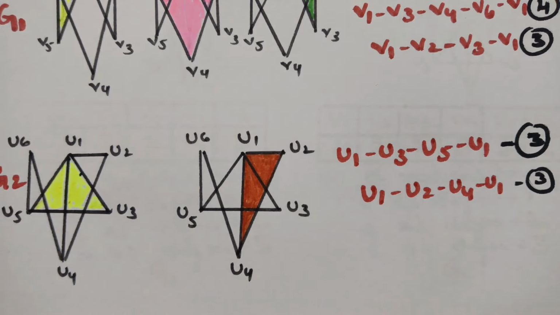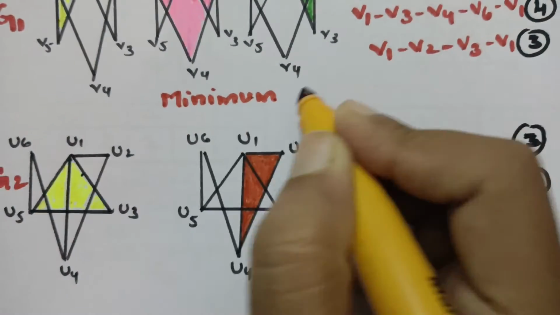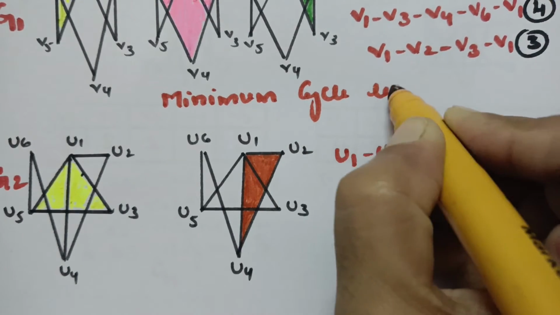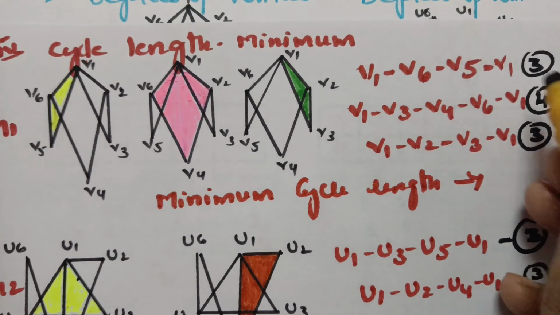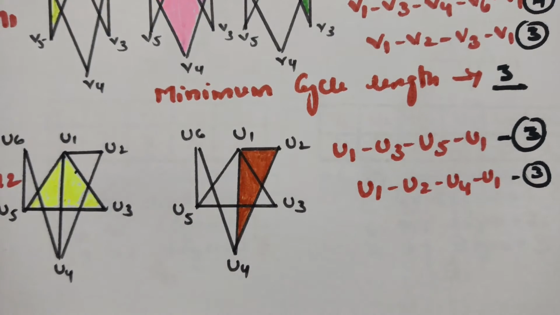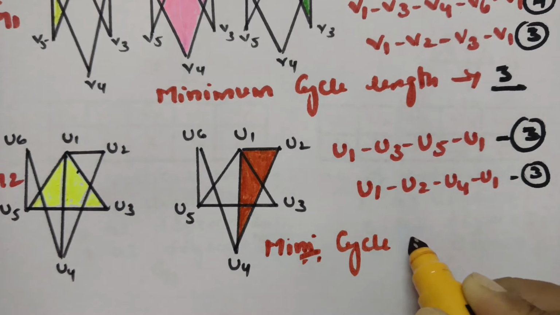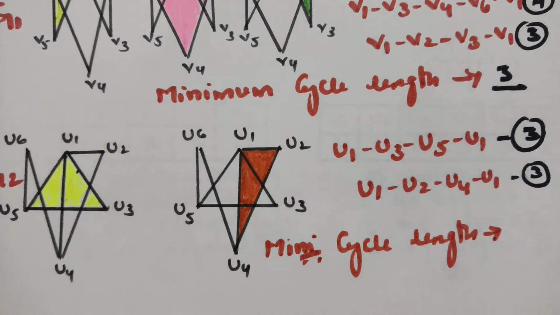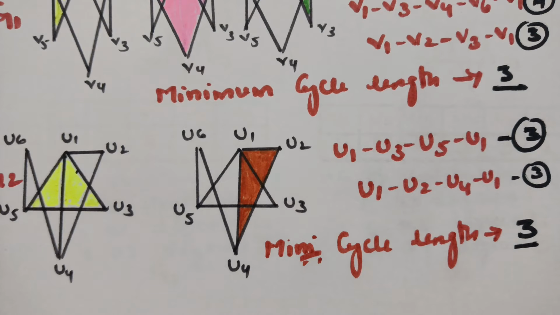Here the minimum cycle length for graph 1 is, see here, out of all these, the minimum cycle length is nothing but 3. And in this figure also, we have to check the minimum cycle length for the next graph, graph 2, which is nothing but 3. So in both the cases, we have the minimum cycle length as 3. So first we checked the vertices, edges, degrees, and next one is the cycle length.